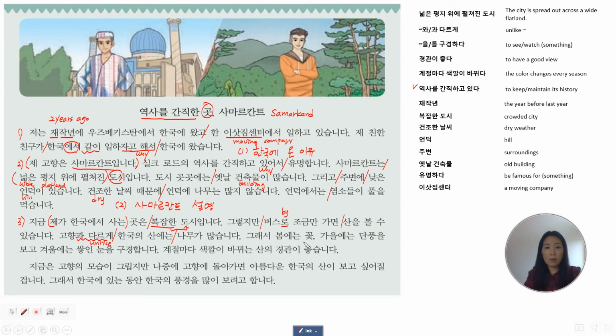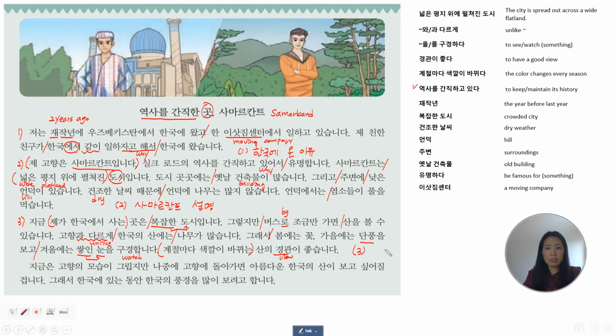그래서, so, 봄에는 꽃, 가을에는 단풍을 보고, so in spring you see the flower, in fall you see the 단풍, it's the maple trees, but in this context, 단풍을 보다 it's like you just see the color changes, the leaves changing the colors. 단풍을 보고 겨울에는 in winter 쌓인 눈을 구경합니다. In winter, I watch the snow. It got snow and it piled it up. So 쌓인 눈을 구경합니다. 계절마다 색깔이 바뀌는 산의 경관이 좋습니다. So the view of the mountain that changes the color every season, it's pretty nice.